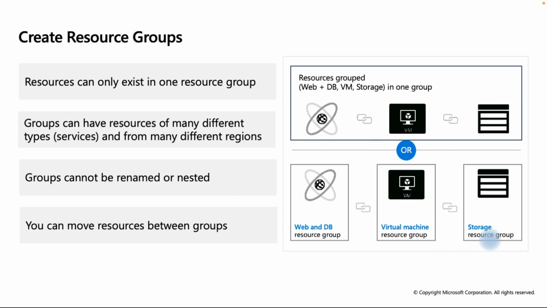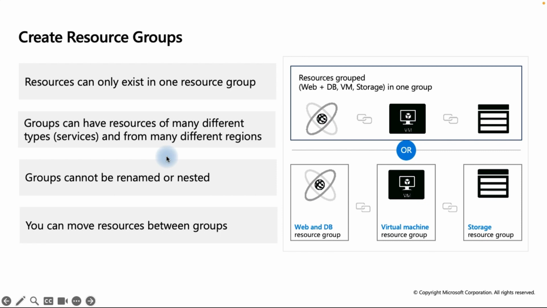But the concept is simple. A resource group is a logical unit, with all the resources inside that resource group. A resource group is also not nested, meaning you cannot create one resource group inside another resource group. A resource can only exist in one resource group. A group can have resources of many different types and in many different regions. A group cannot be renamed or nested. You can move resources between groups. So I think you can understand.